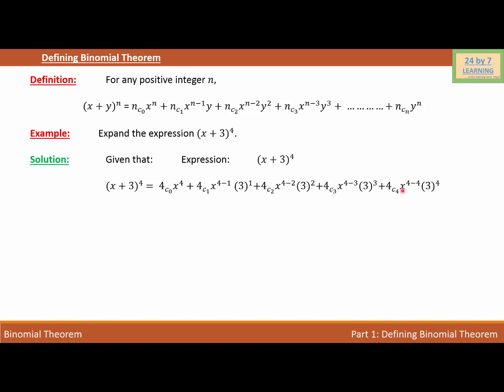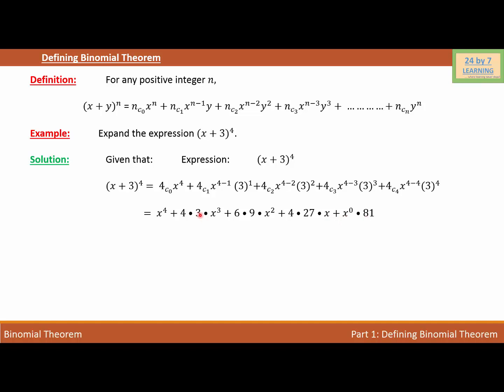If you look closely, you can see the power of the first term, which is x, is decreasing, and the power of the second term is increasing. Now let's simplify this expression. We need to simplify these combinations, and if we do that, we will get x^4 + 4 times 3 times x^3 + 6 times 9 times x^2 + 4 times 27 times x + x^0 times 81.